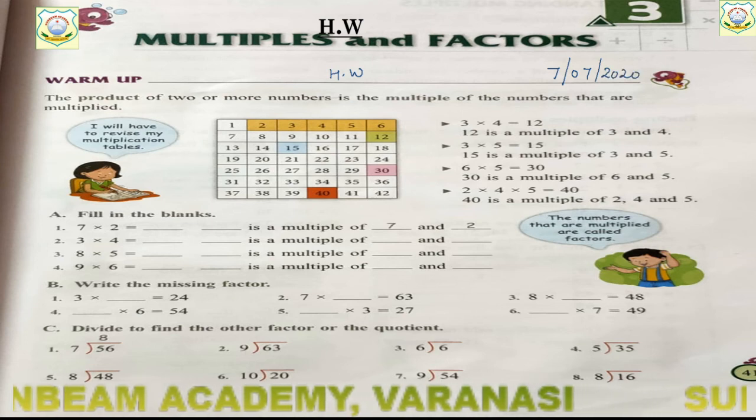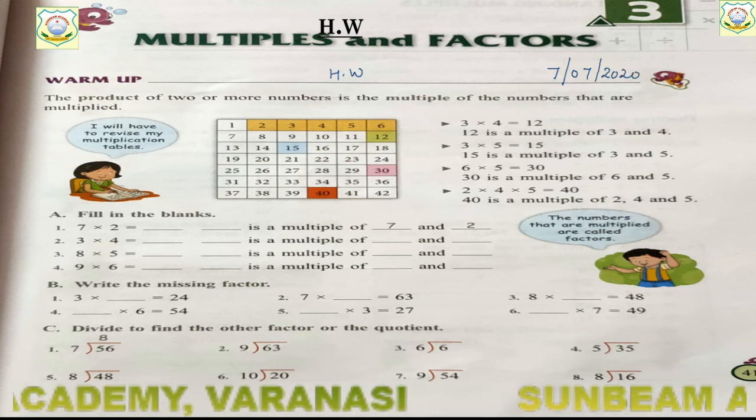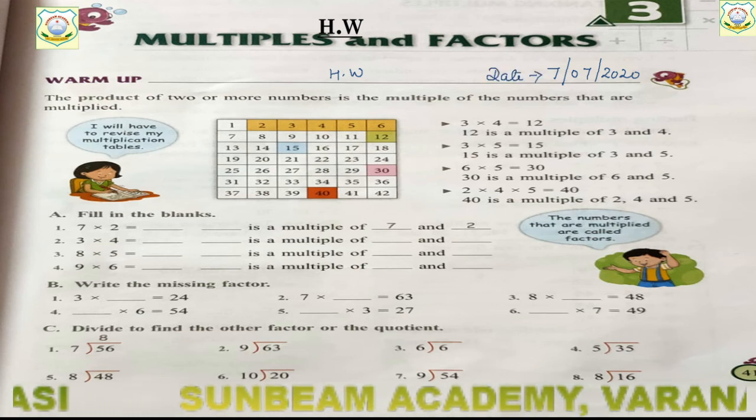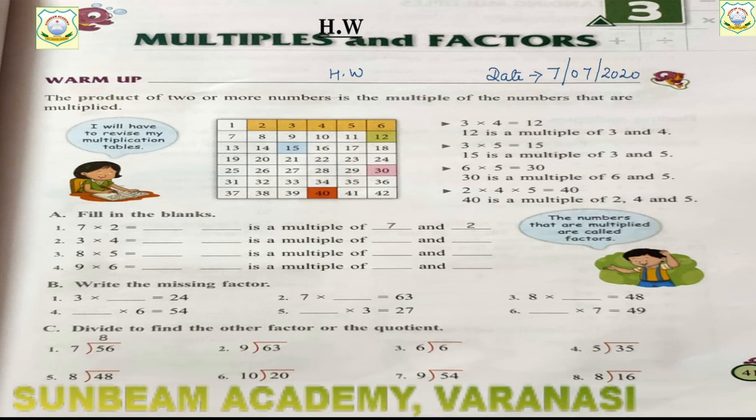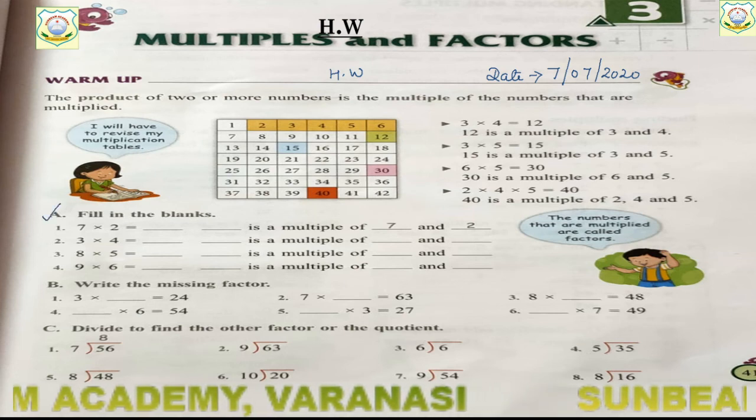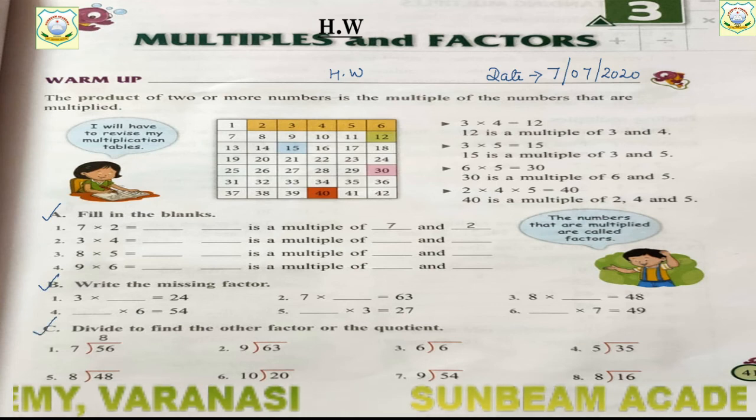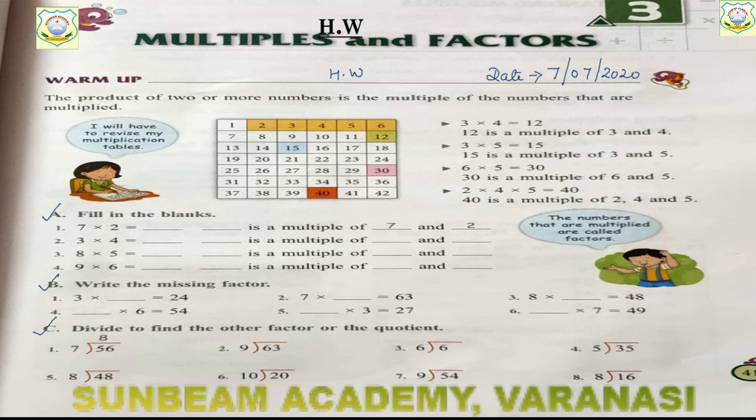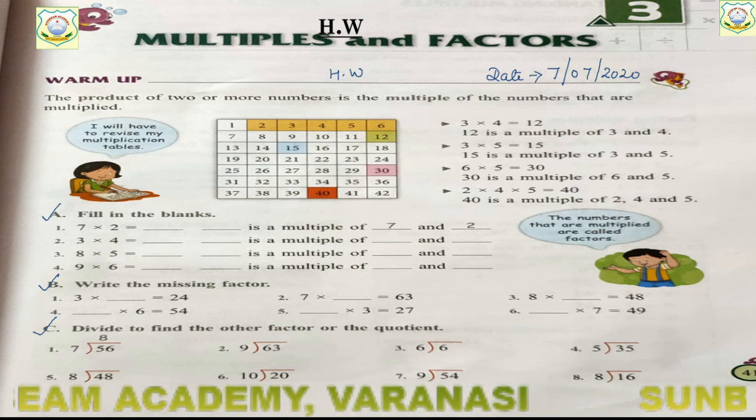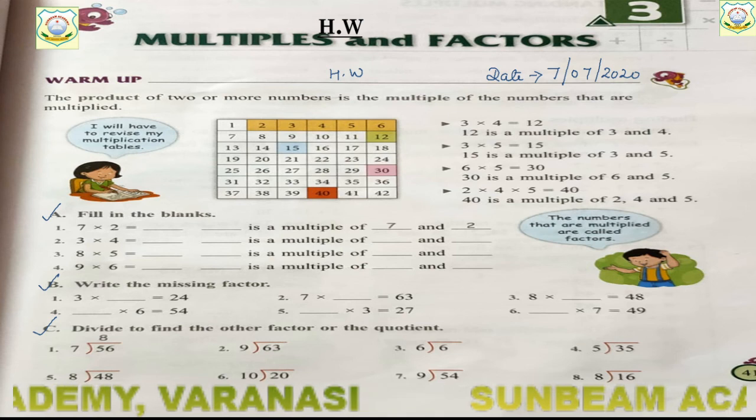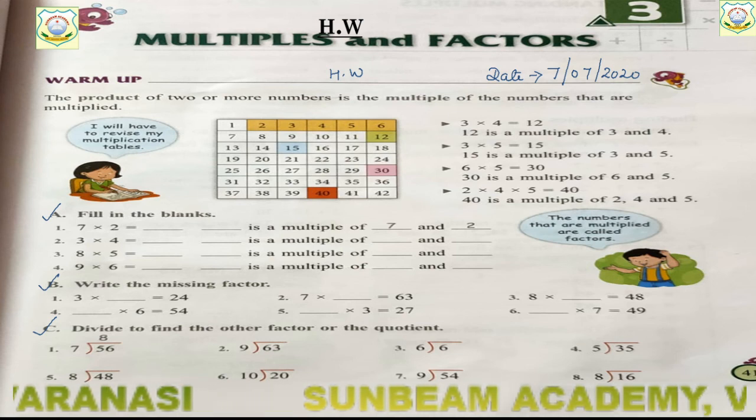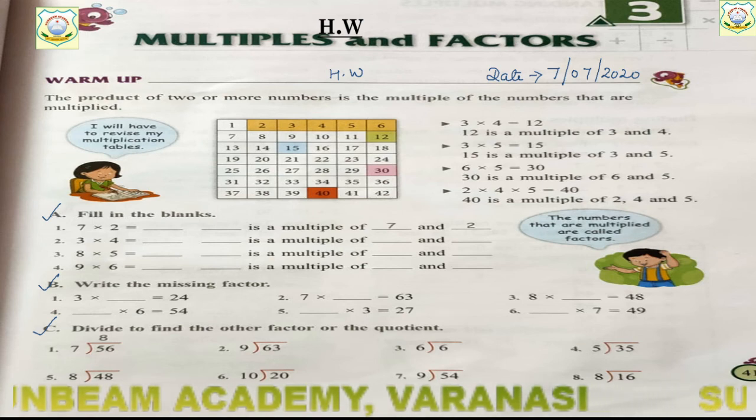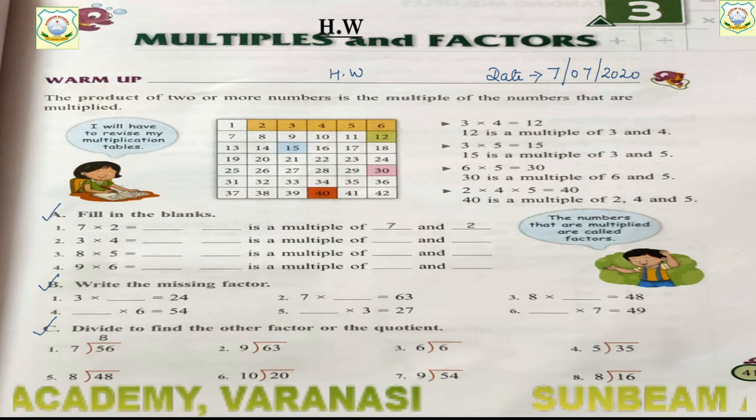7/7/2020. Mention the date, students, fast. This is your homework, and in this you have to do question number A, question number B, and question number C. Okay, I am explaining one of each, and then you have to do. Got it? Okay. So now how to do? See the first question, fill in the blanks. 7 multiplied by 2 equals dash. Dash is a multiple of 7 and 2.